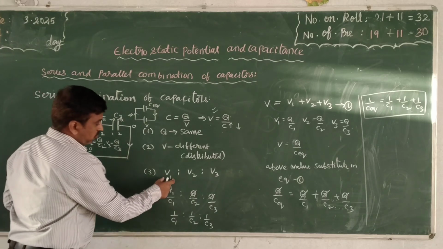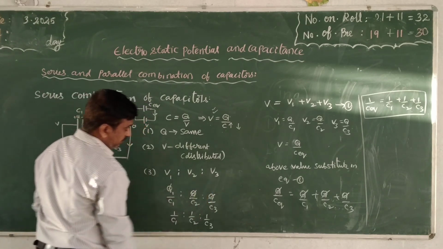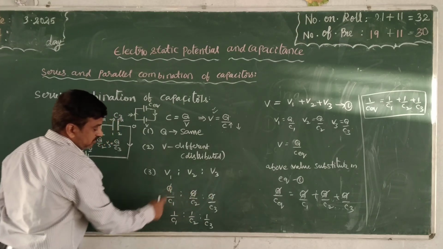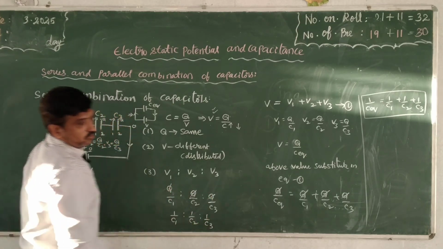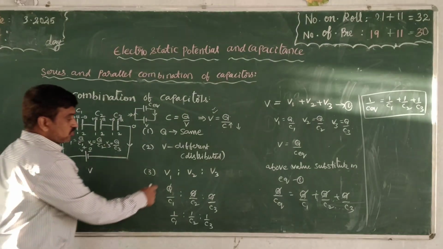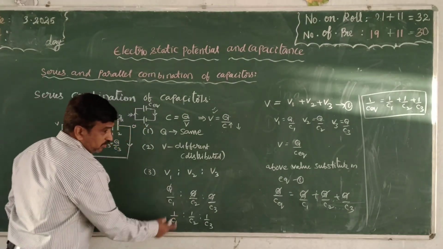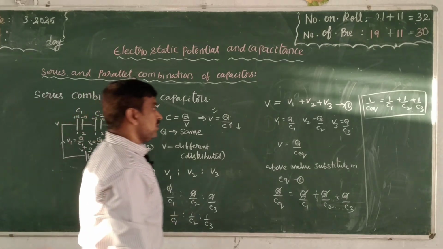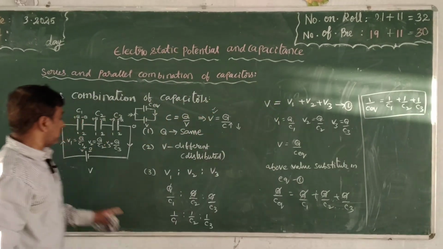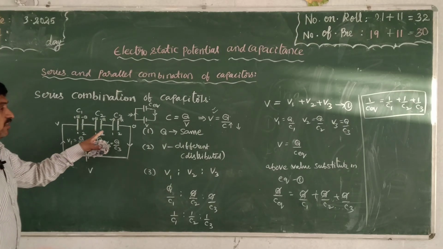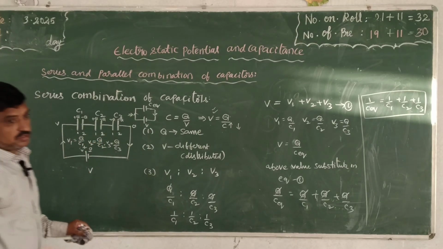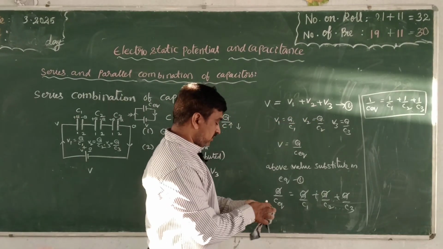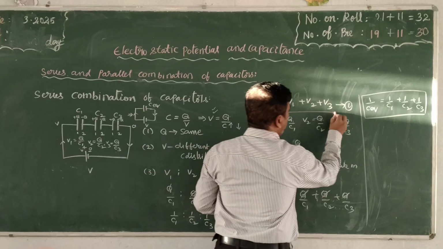Here, the ratio of potentials V1 to V2 to V3 is Q by C1, Q by C2, Q by C3. Q cancels, giving 1 by C1, 1 by C2, 1 by C3. This is the potential ratio of V1, V2, V3, in terms of capacitance. The total potential V in the circuit is divided across each capacitor, so the total potential is the sum of the individual potentials.